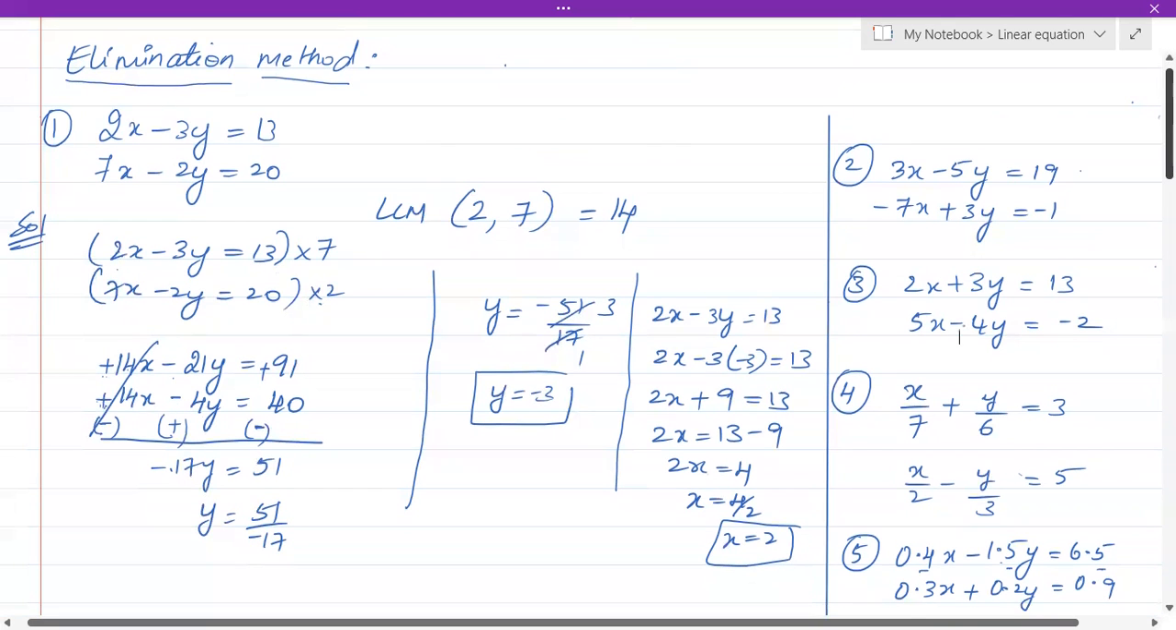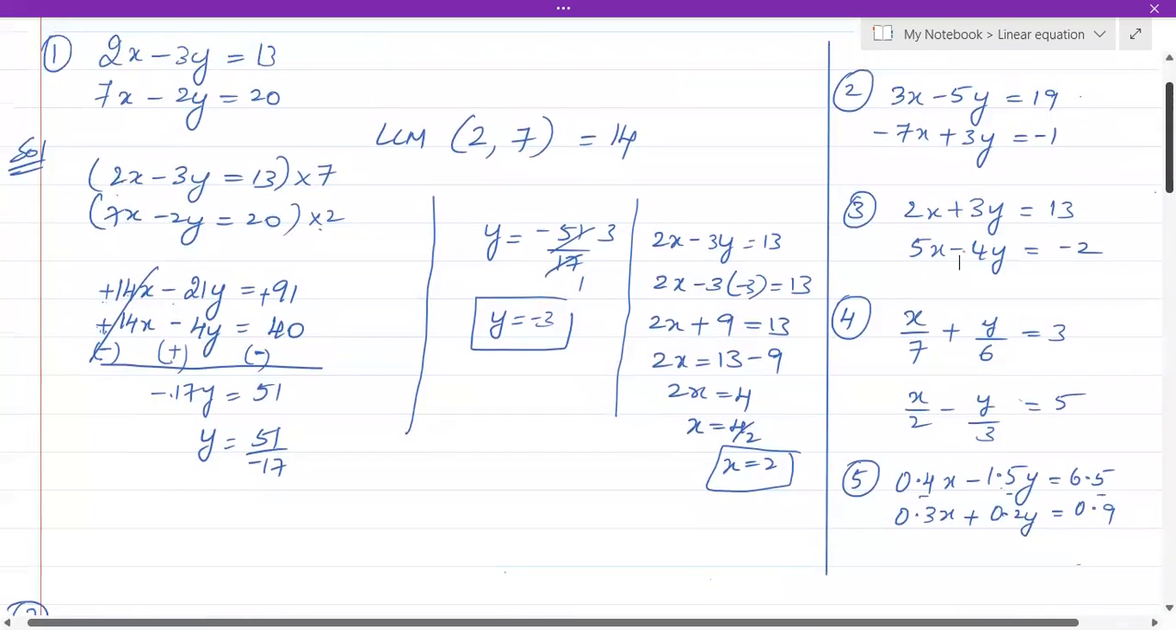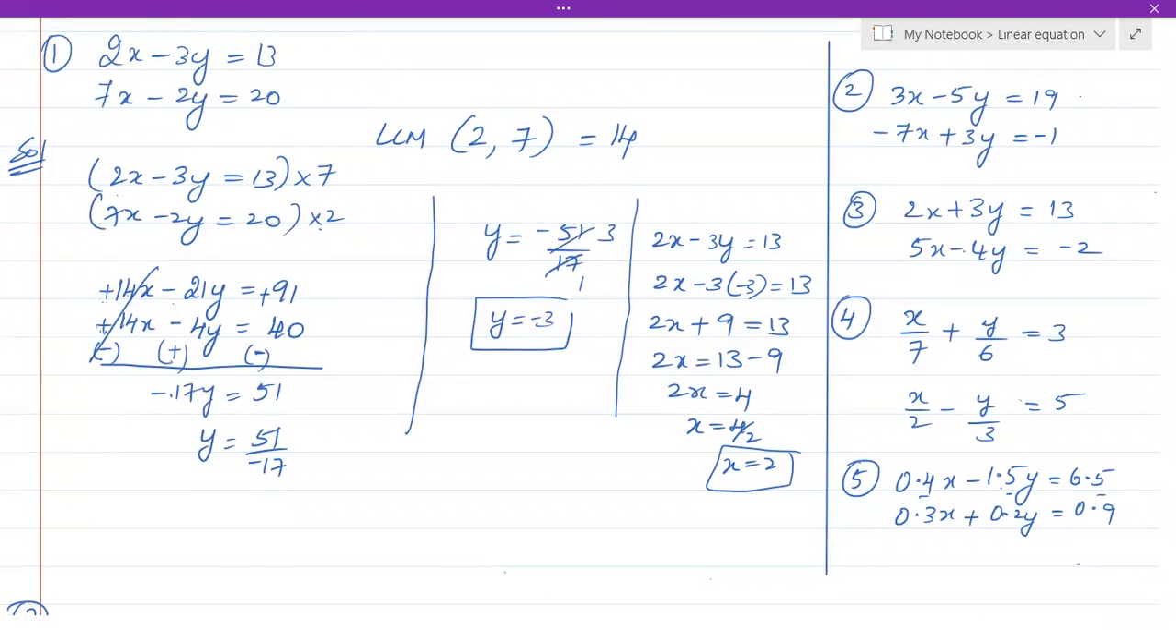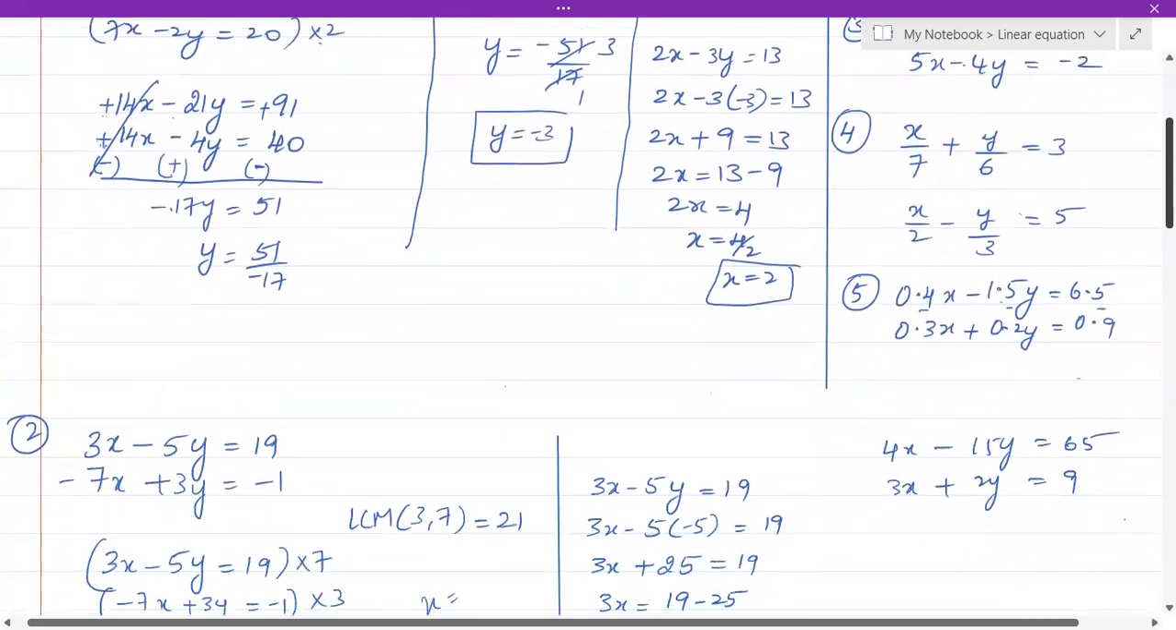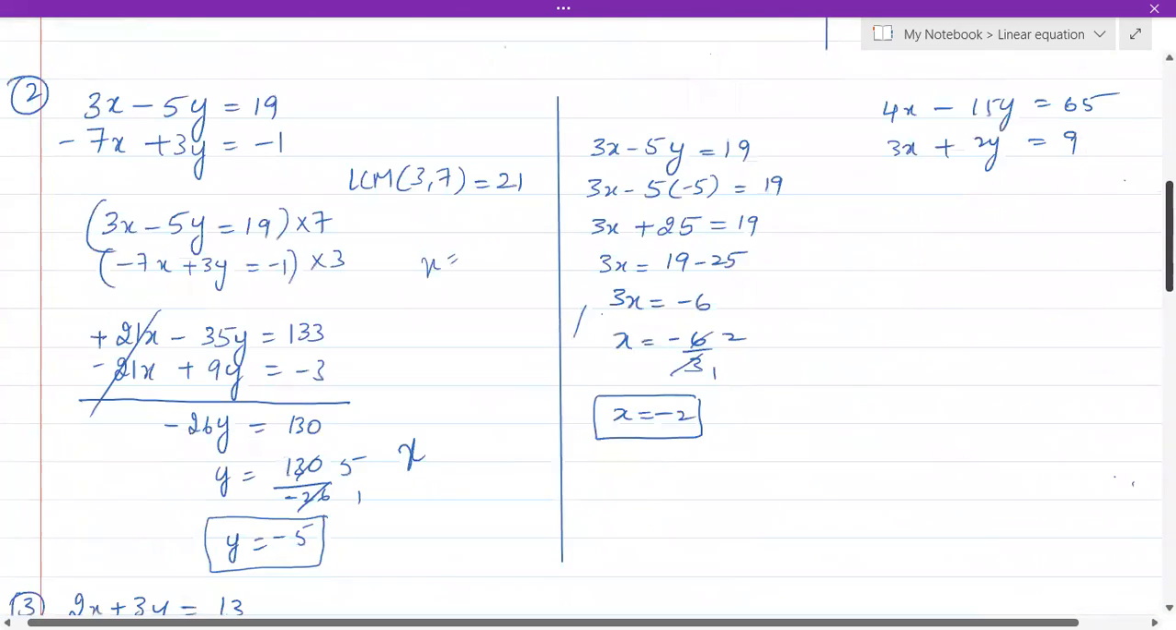You can pause the video here, and as you can see, there are certain questions. Question number 2, question number 3, question number 4, question number 5. You can pause the video and solve all the questions here and try it out. Anyhow, I'm going to solve these questions. So let me take the second question.